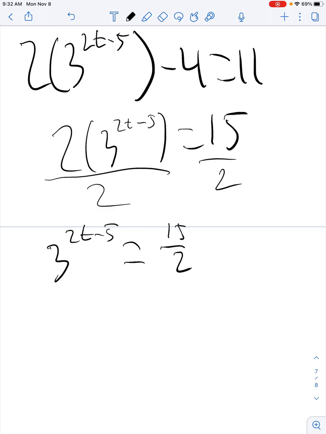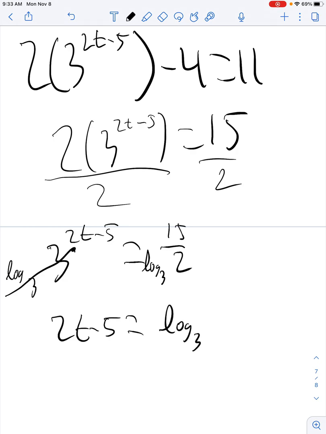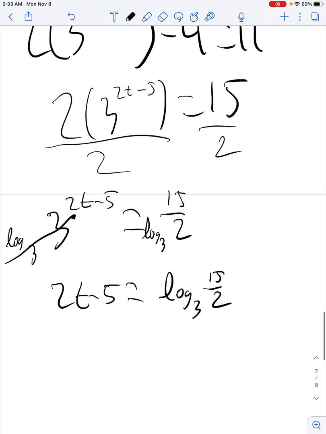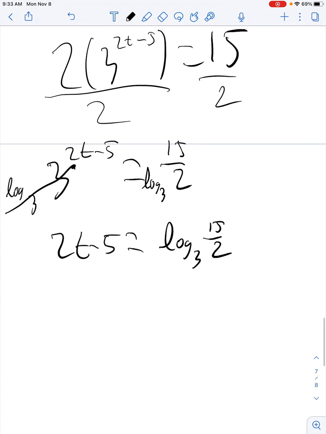And because I want to get that number out of my exponent spot, it's hard for me to deal with that when it's in the exponent. I'm going to use log base 3 and then raise everything up here. And so these are going to cancel out. And again, if I do something on the left, I have to do it on the right. So I'm going to be left with 2t minus 5 equals log base 3 of 15 over 2.